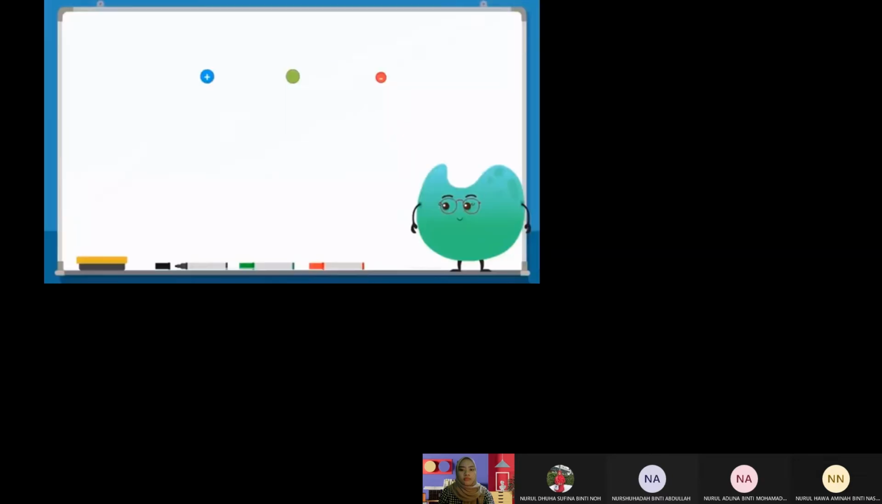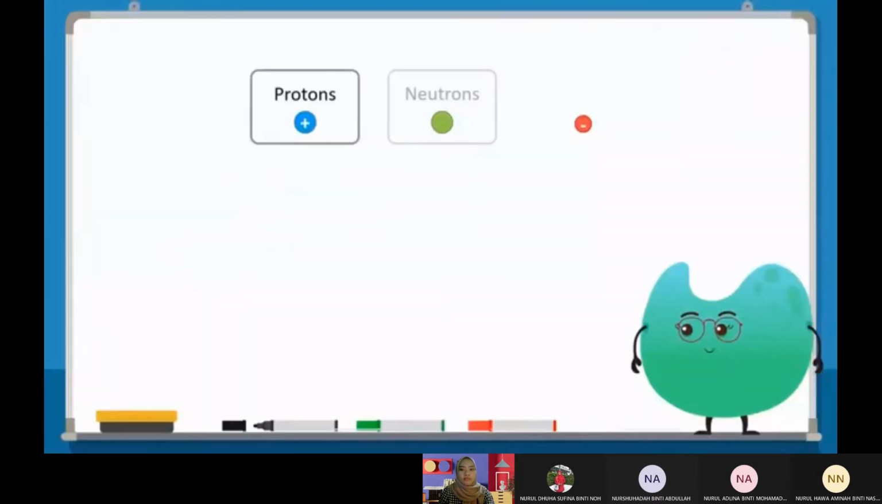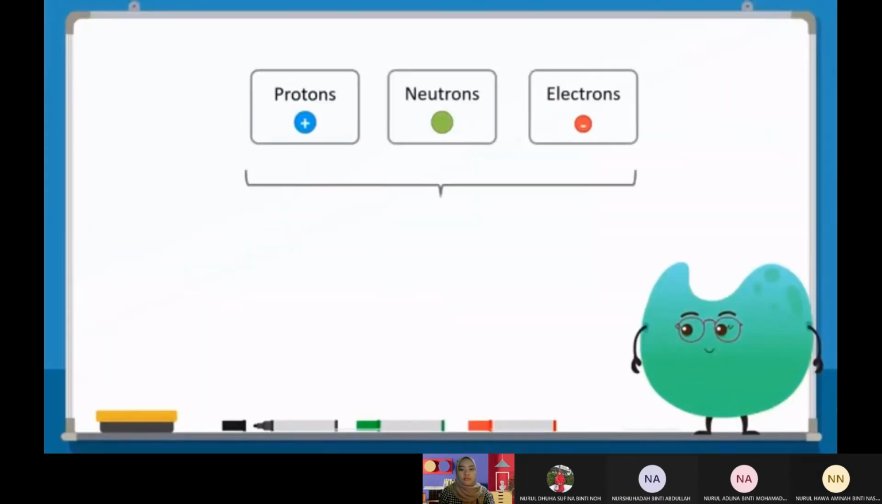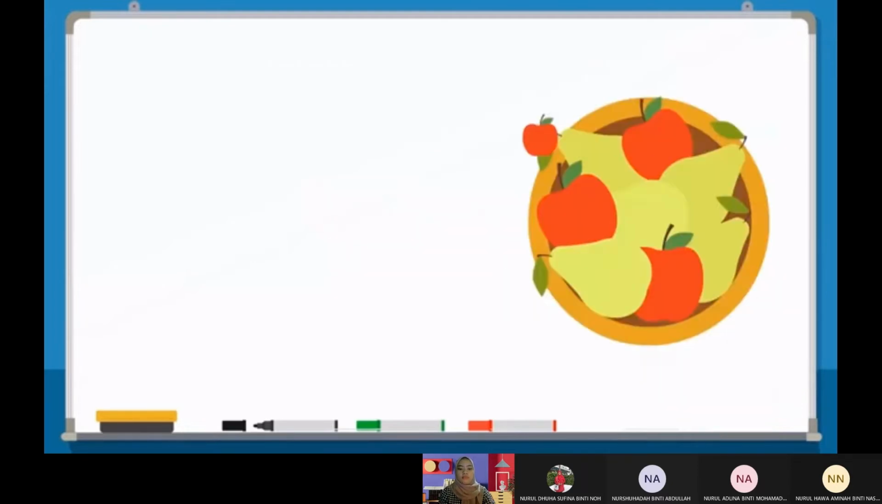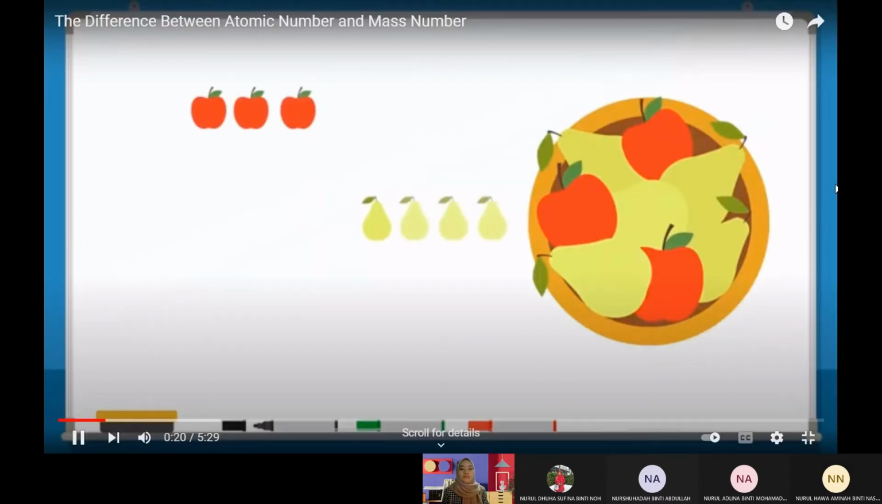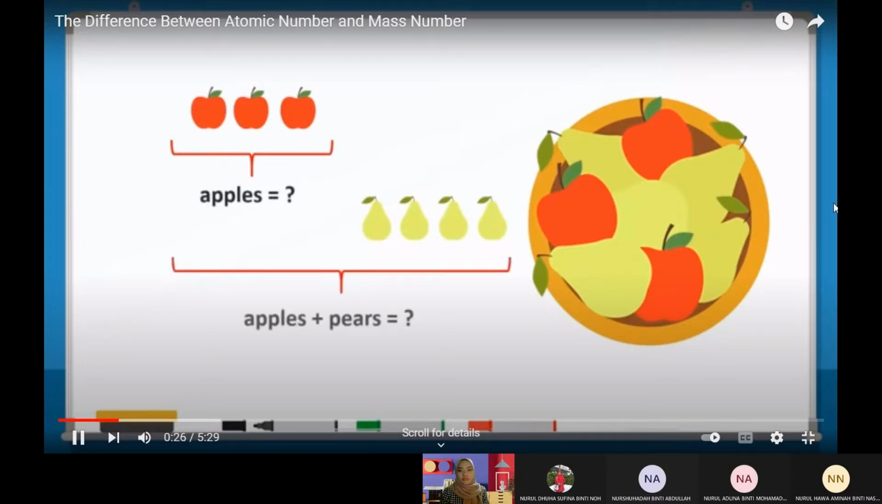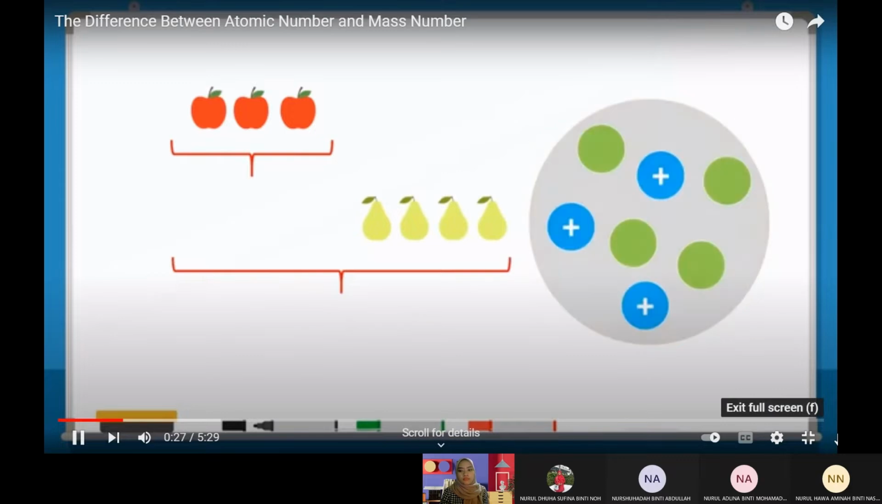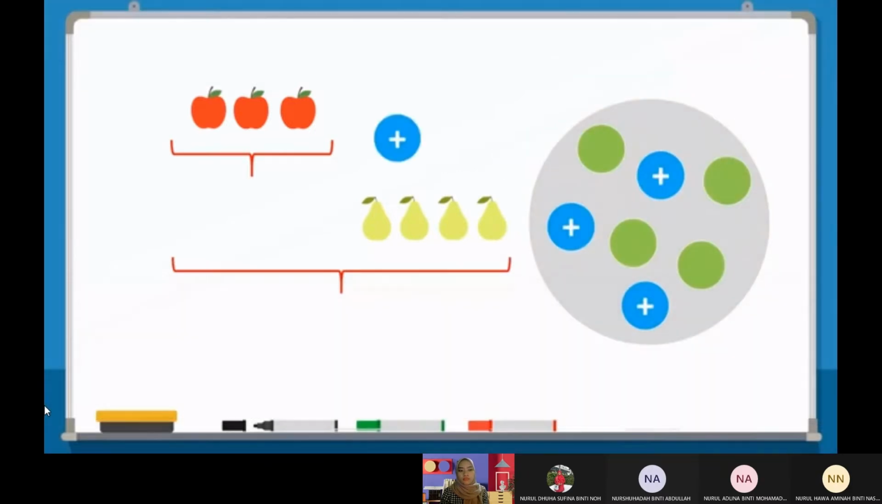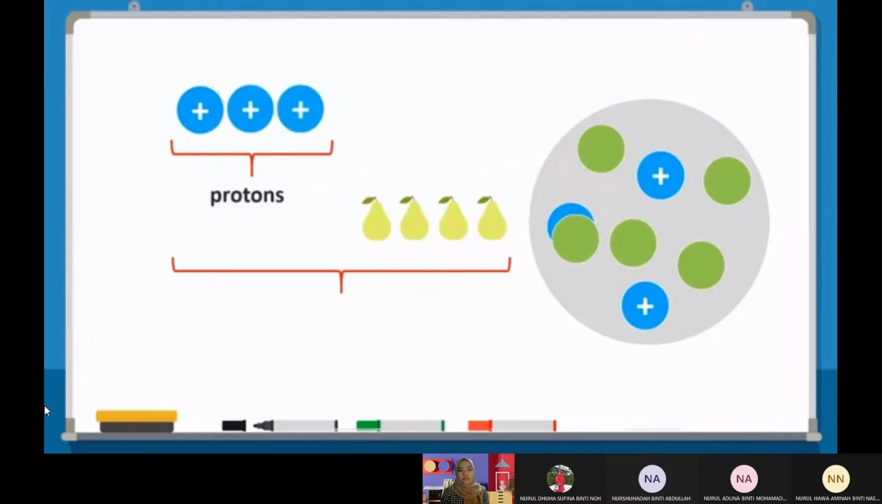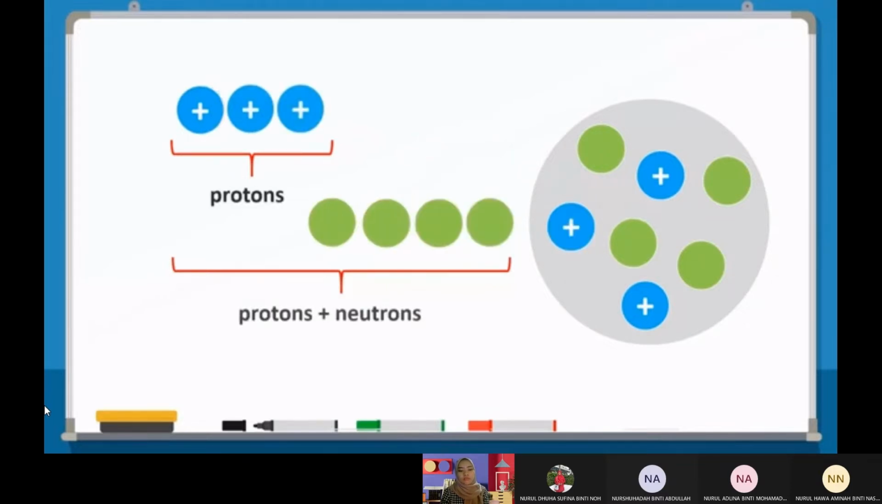To describe and count the number of protons, neutrons, and electrons, scientists use the terms atomic number and mass number. Look at this bowl of apples and pears. Can you count the number of apples in the bowl? What about the sum of apples and pears? Now, imagine the bowl of fruits as the nucleus of an atom, and the apples and pears as the protons and neutrons.